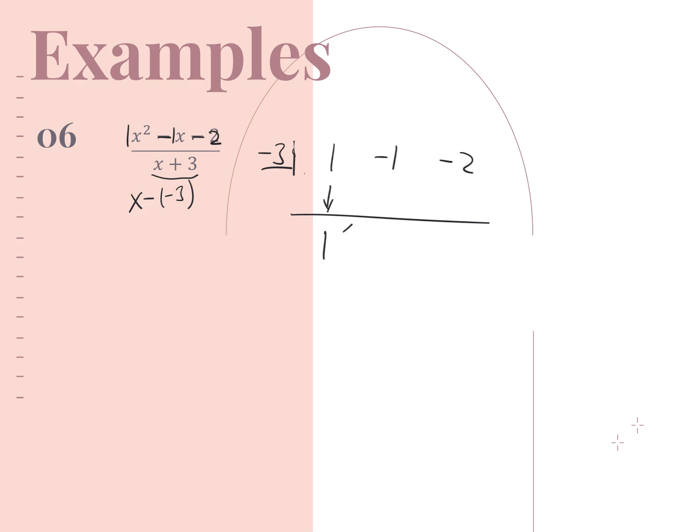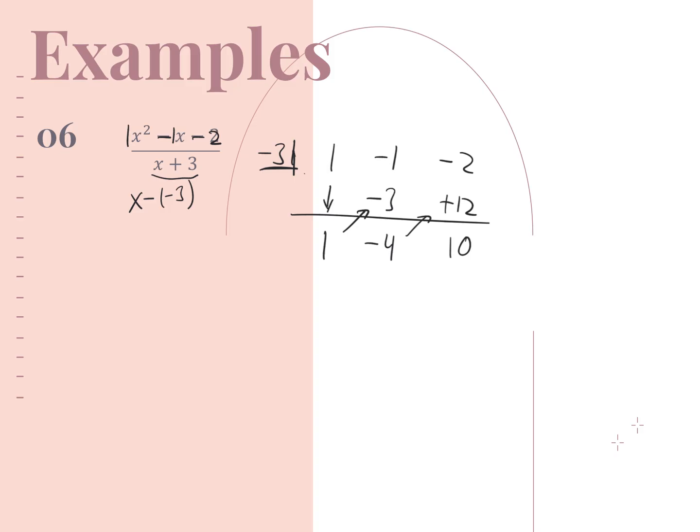What goes up here is going to be that number times the number in your box, right? And the number in your box is a negative 3. 1 times negative 3 is negative 3. And negative 1 minus 3 is going to get you negative 4. And then again, going diagonally, you multiply negative 4 times 3, which is going to get you a positive 12. And negative 2 plus 12 is 10.